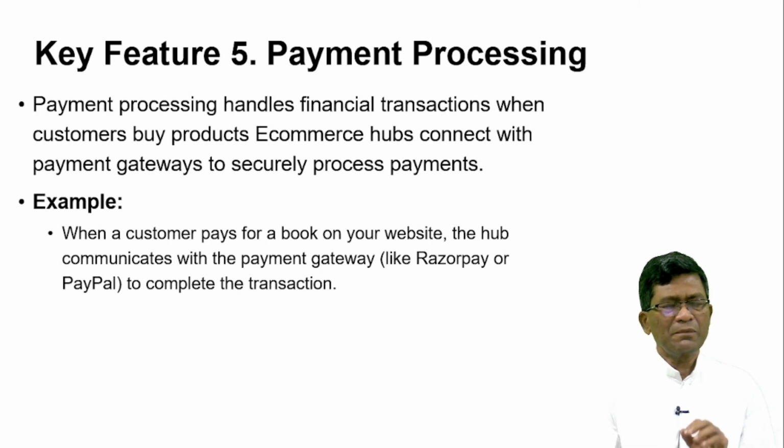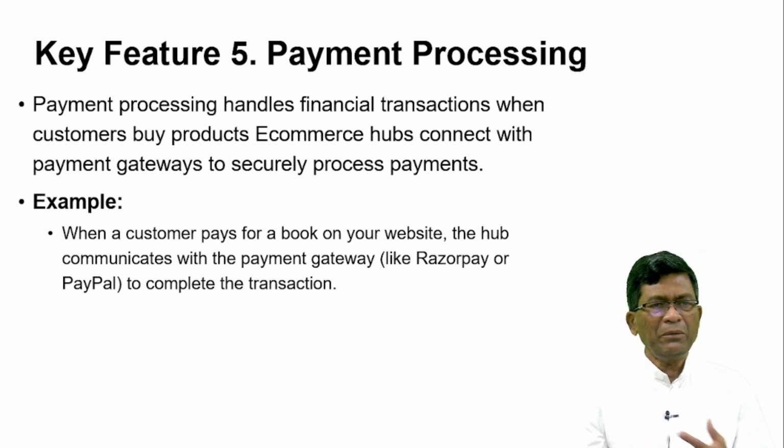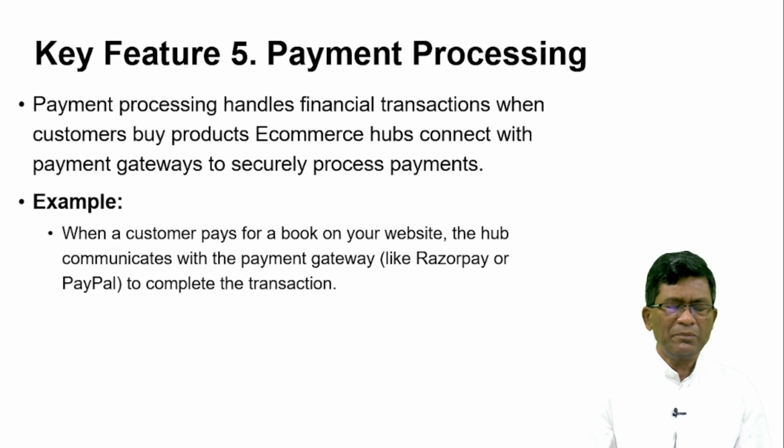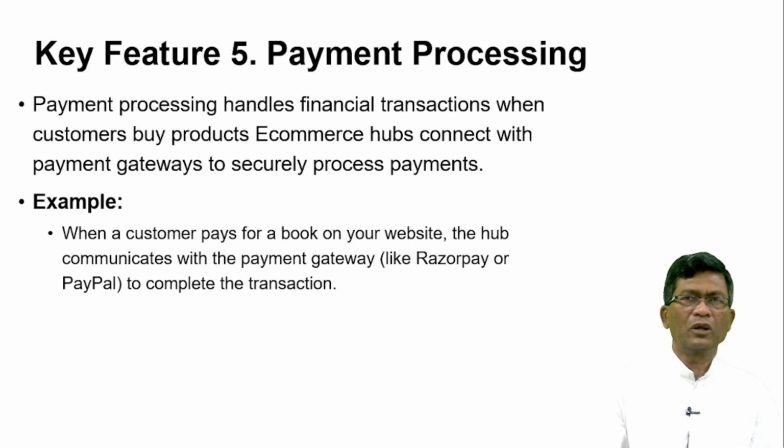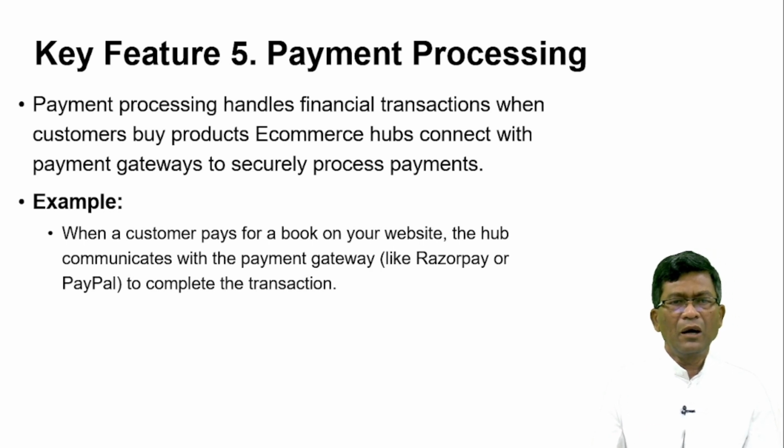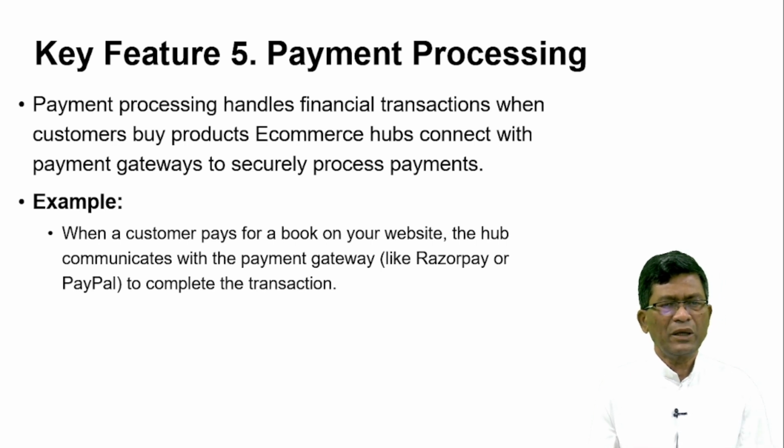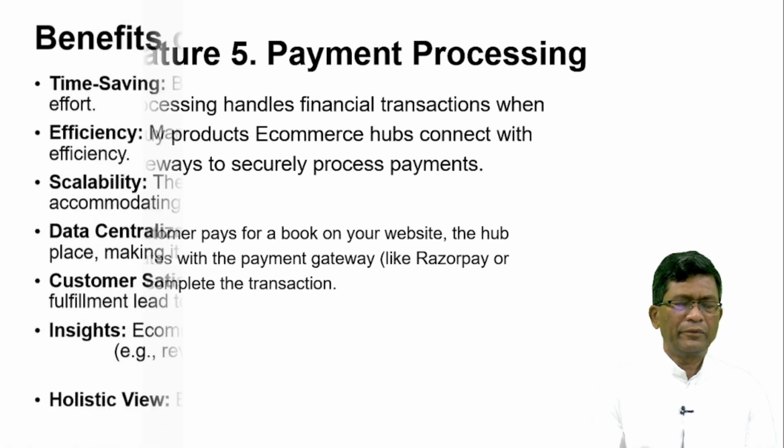Key feature 5 is payment processing, which handles all the transactions that enable customers to buy their products. It gets connected with payment gateways to ensure that payments are processed securely. For example, when a customer pays for a book on your website, the hub communicates with the payment gateway, maybe Razorpay or PayPal, and enables the transaction to be completed in a secure way.